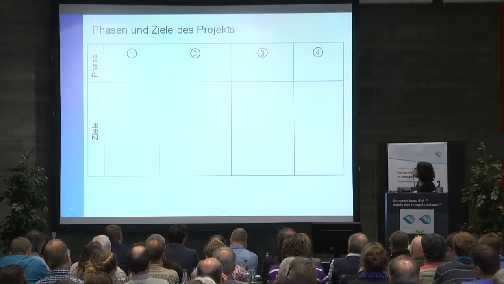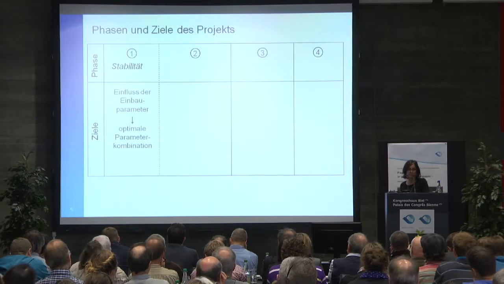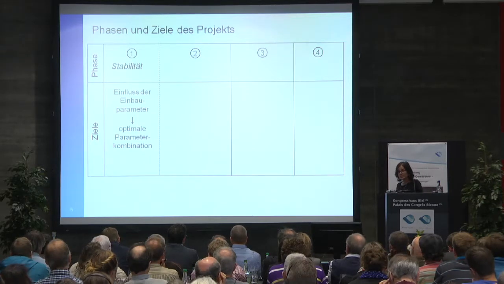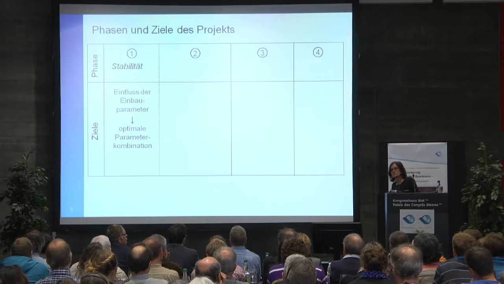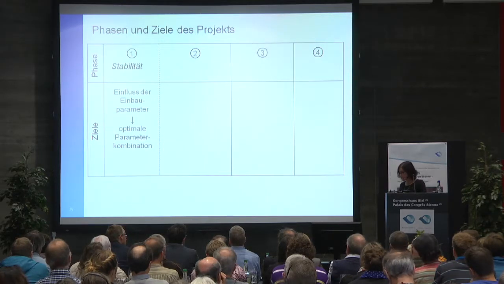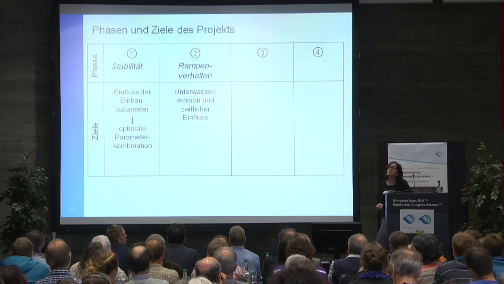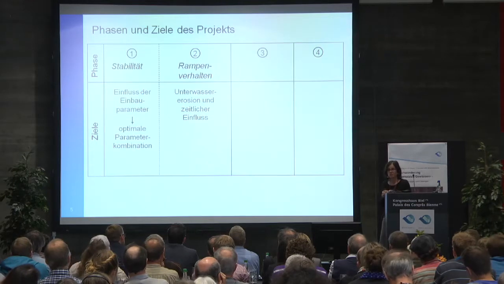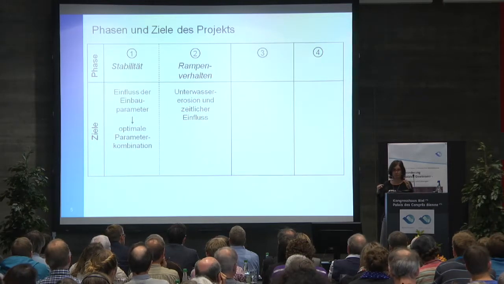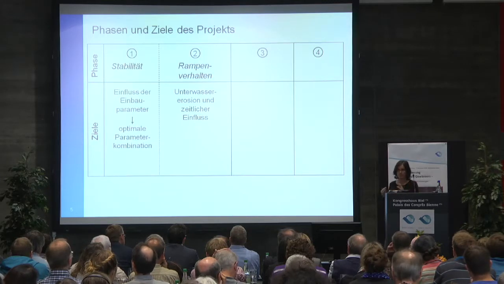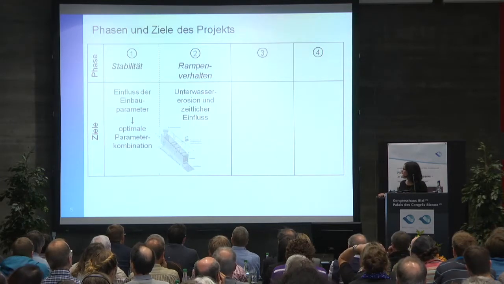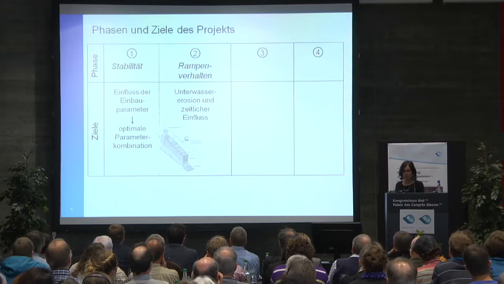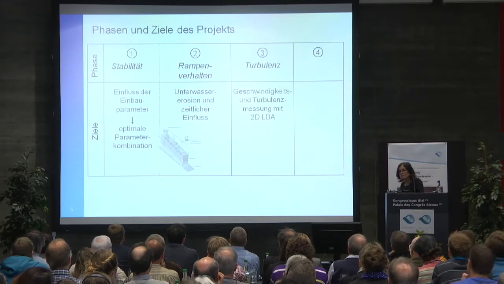My paper covered 4 phases. The first phase is on stability, so that has to do with river construction. What would be the influence of the construction parameters and the optimal parameter combination to ensure stability, and then the behavior of the ramp. We did not only examine the ramp, but the ramp within the river system, what happens in other sections of the river. This was examined in the lab at the VAW.